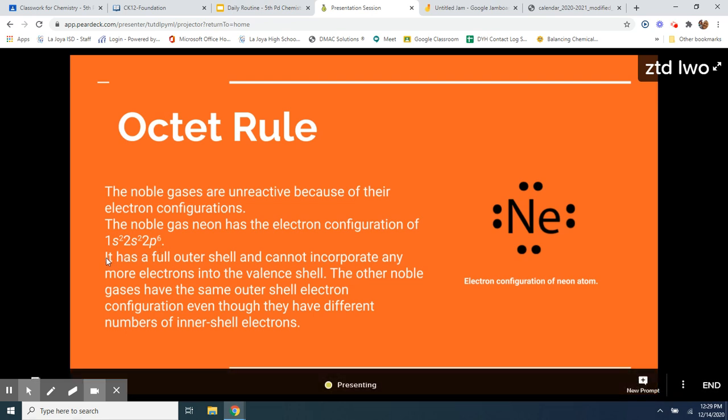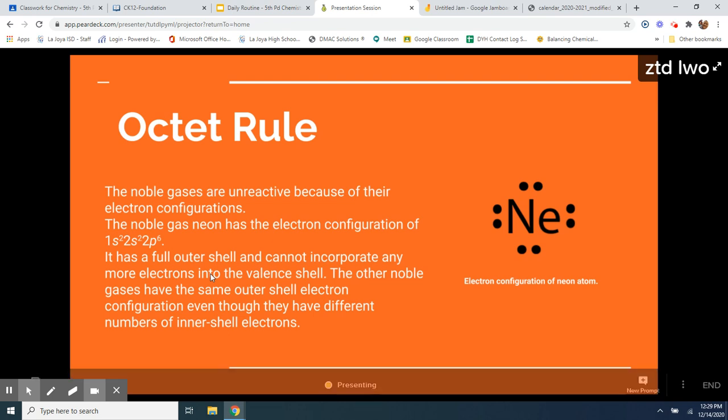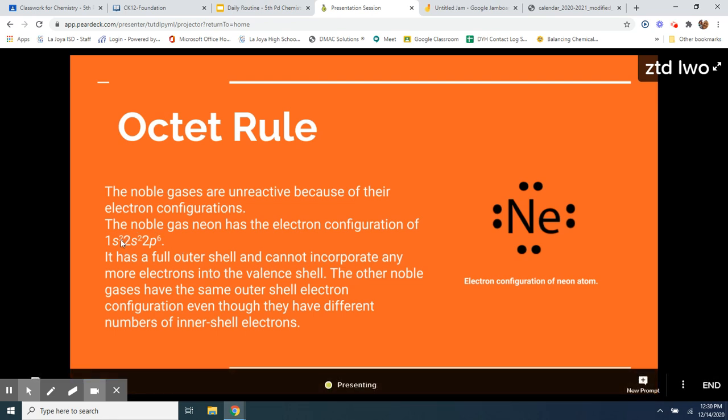And it says here, neon has a full outer shell and cannot incorporate any more electrons into the valence shell. And remember, that valence shell is the outermost energy level or orbital. The other noble gases have the same outer shell electron configurations, even though they have different numbers of inner shell electrons. So all of them will have the same ending: 2 electrons in the s orbital, 6 electrons in the p orbital. The only thing that's going to change is the number in front of s and p.